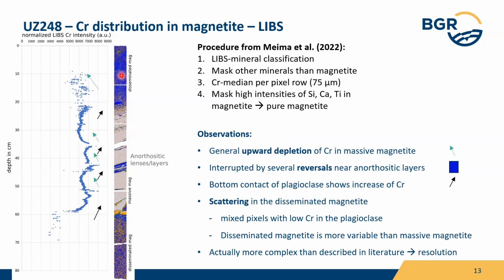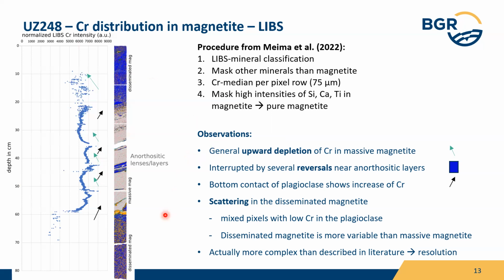There's also some scattering in the disseminated magnetite. This might be due to still some left mixed pixels with low chromium in the plagioclase, of course, but it's also known from the literature that the disseminated magnetite is more variable in concentration than the massive magnetite.